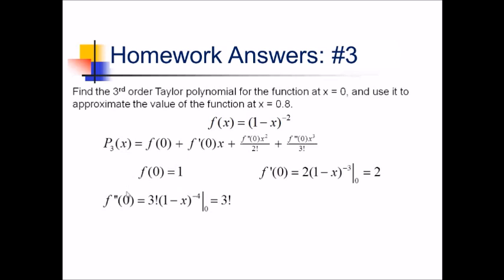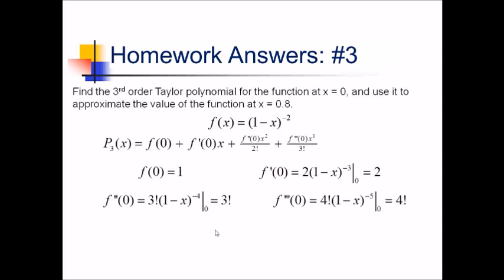And then f triple prime, well, that's going to be, let's see here, negative 4 times 3 factorial times a negative 1, so 4 times all this. That ends up being 4 factorial times all of this to the negative fifth. Evaluate that at 0, and we've essentially just got 4 factorial.